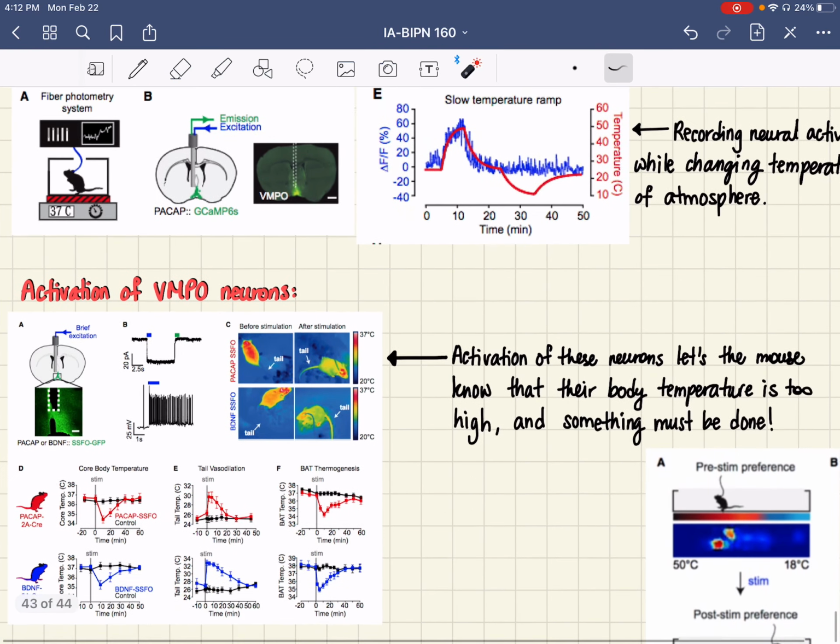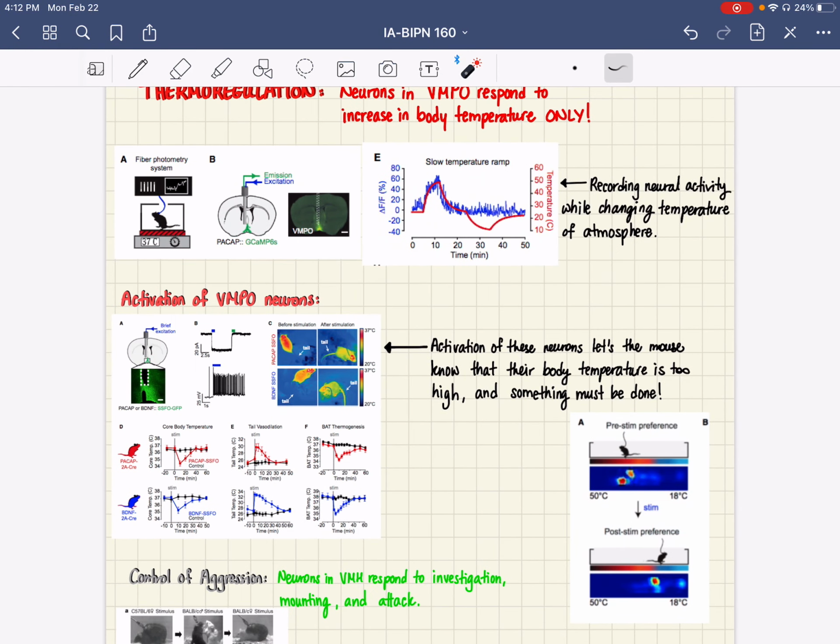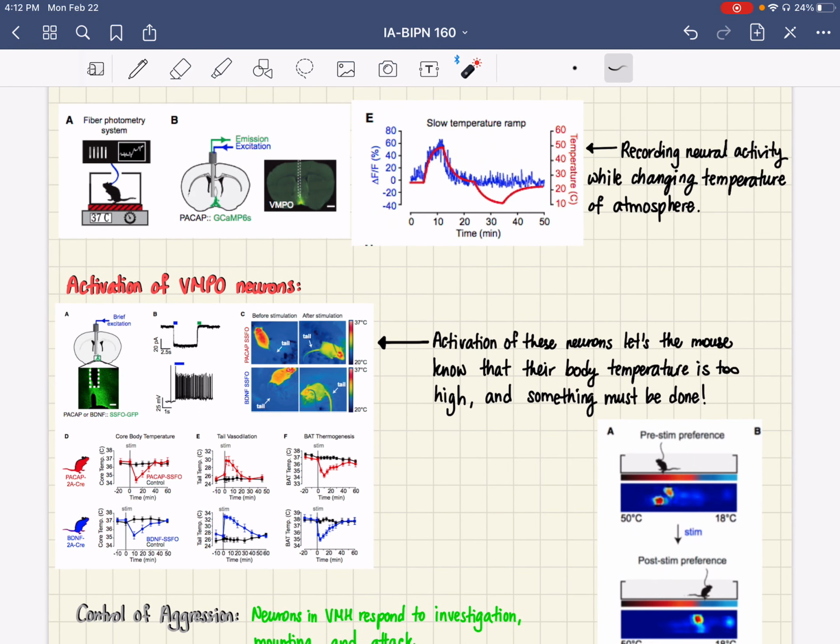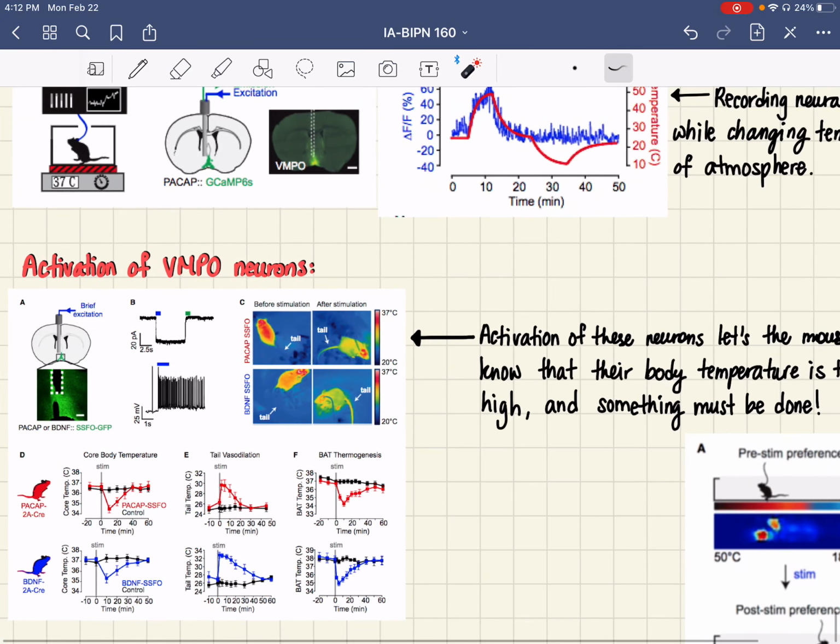Now, as usual, we will go ahead and do some kind of an activation of these neurons, right? So in this case, all we really talked about from this experiment is that there are two types of VMPO neurons, okay? And you don't really need to know the difference of the two, just know that both of those work together and they work the same way.